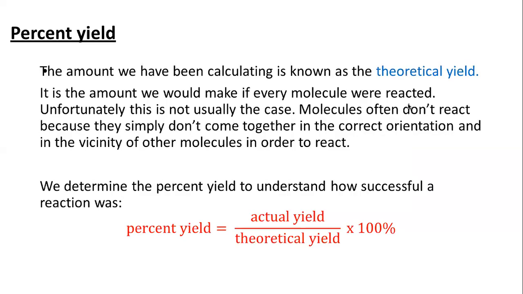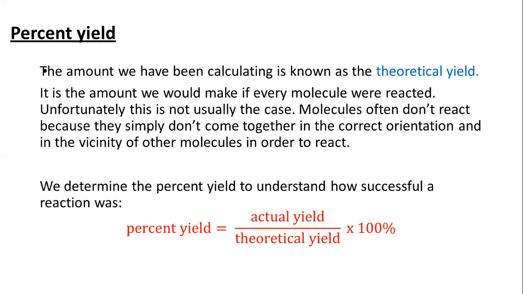So one thing that we need to talk about is sometimes reactions are not 100% efficient. And so everything that we've been calculating so far, for example, if we say how much water can we make from a certain amount of hydrogen and oxygen, and we come up with a number, that is our theoretical yield. It is the amount we would make if every molecule reacted. And unfortunately, this is not usually the case. Molecules often don't react because they simply don't come together in the correct orientation and in the vicinity of other molecules in order to react.